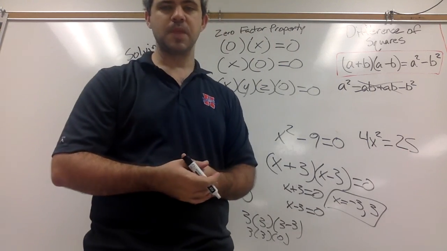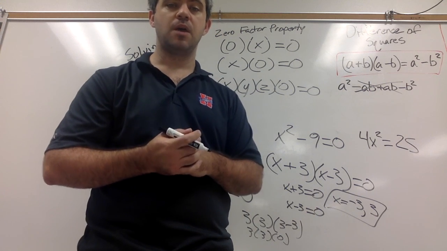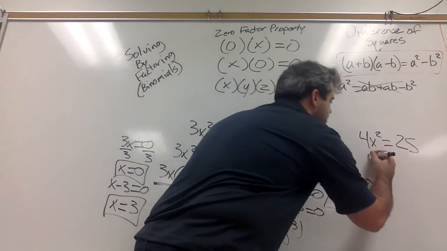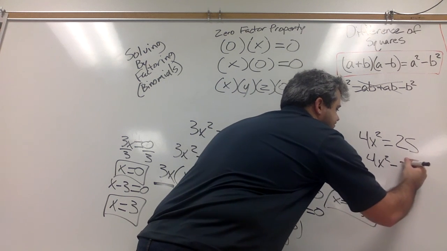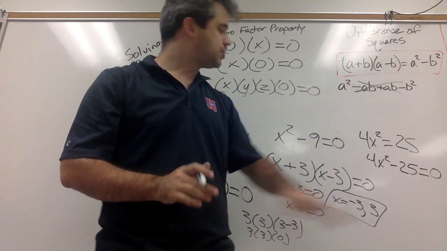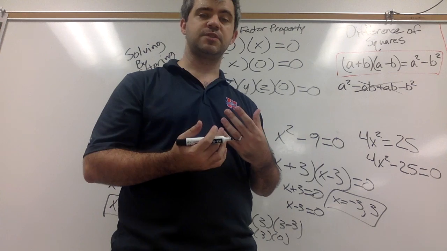One more for good measure. This one is not equal to 0. So if we want to solve by factoring, we're going to have to move this over by subtracting it. So there's no greatest common factor. We can't use that. So we're going to look for a difference of squares.